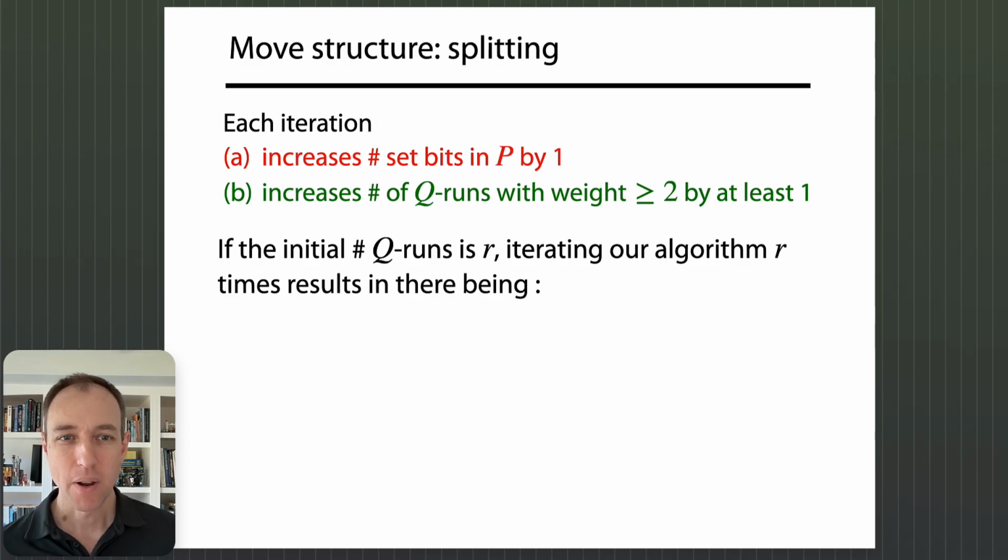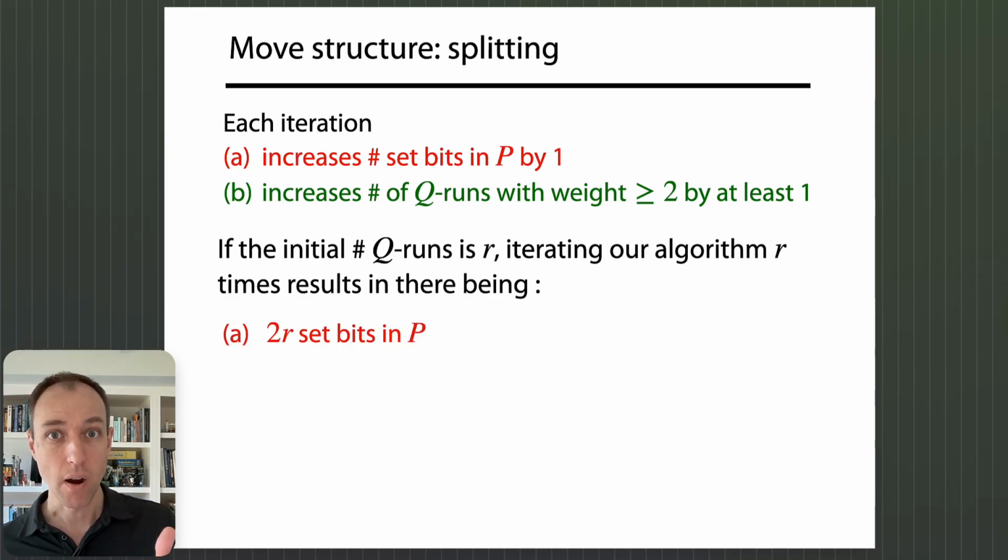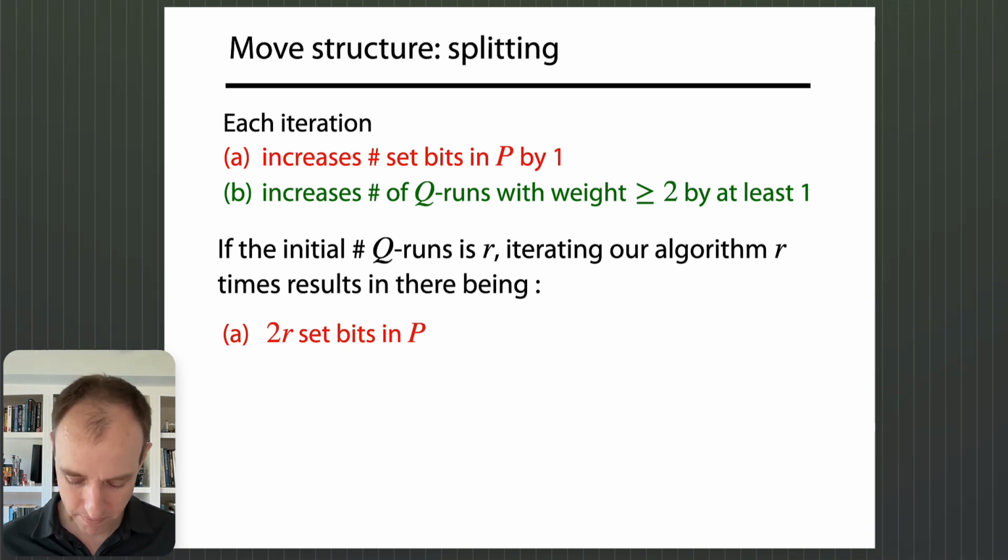Let me explain, right? So if we start with R being the number of set bits, I like to use R because that corresponds to the number of runs in the BWT, and that gives us our initial permutation, right? The initial number of blocks in the permutation is the number of runs in the BWT. So if the initial number of runs is R, then iterating this algorithm R times would result in a situation where, first of all, there are 2R bits that are set in P, right? Because initially there were R, and then we set 1 additional bit in each iteration. So at the end of R steps, there must now be 2R set bits.